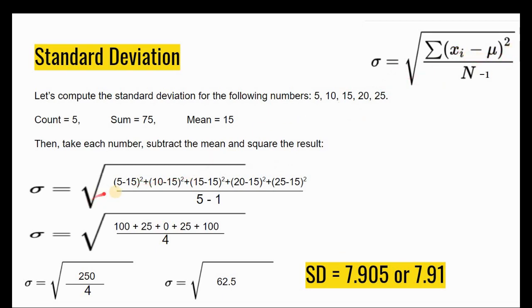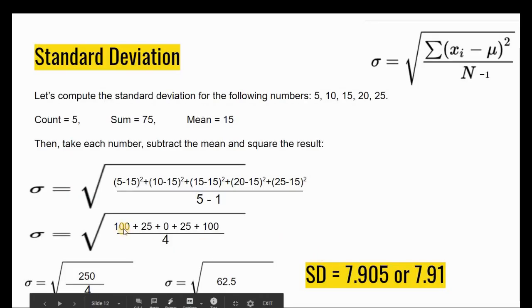Okay? 5 minus 15 squared plus, bakit plus? Kasi summation no? Sabi dito, i-add mo siya lahat. 5 minus 15 squared plus 10 minus 15 squared plus 15 minus 15 squared plus 20 minus 15 squared plus 25 minus 15 squared. Okay? Divided by yung total number mo or your count is 5 minus 1.